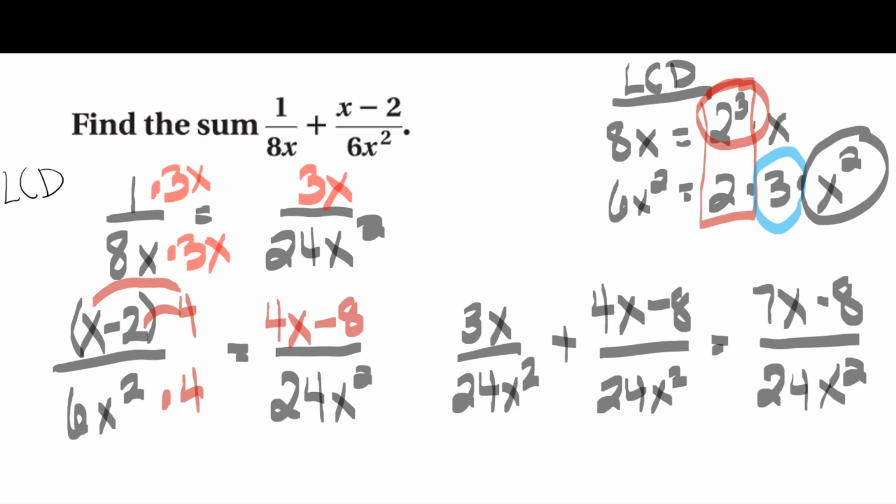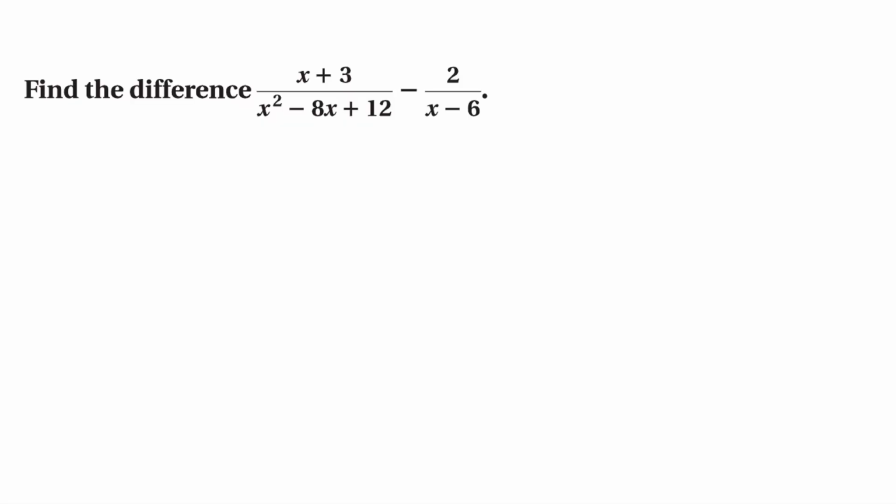Then the last thing I need to do is make sure that neither of these can be factored. So I'm looking for a greatest common factor to pull out of my numerator, which I do not have. Okay, here's another one.